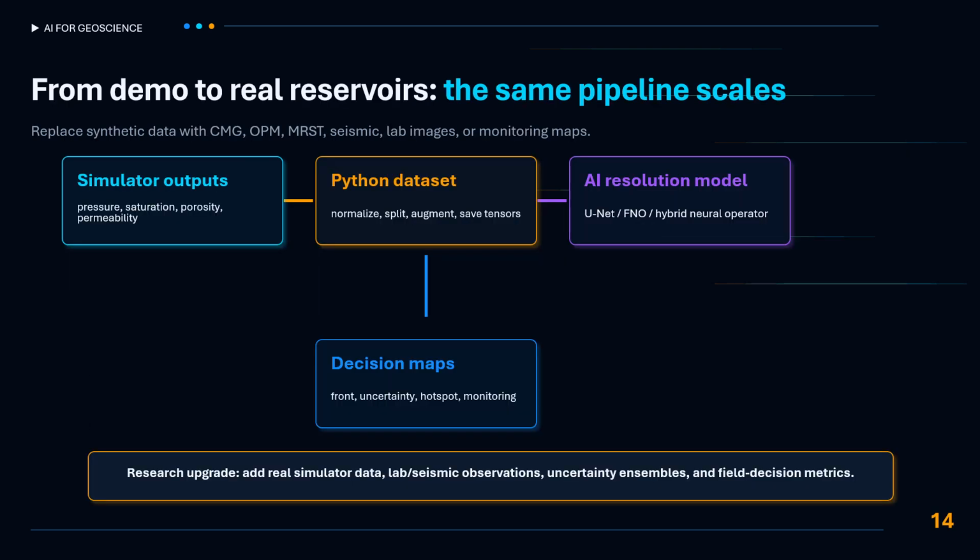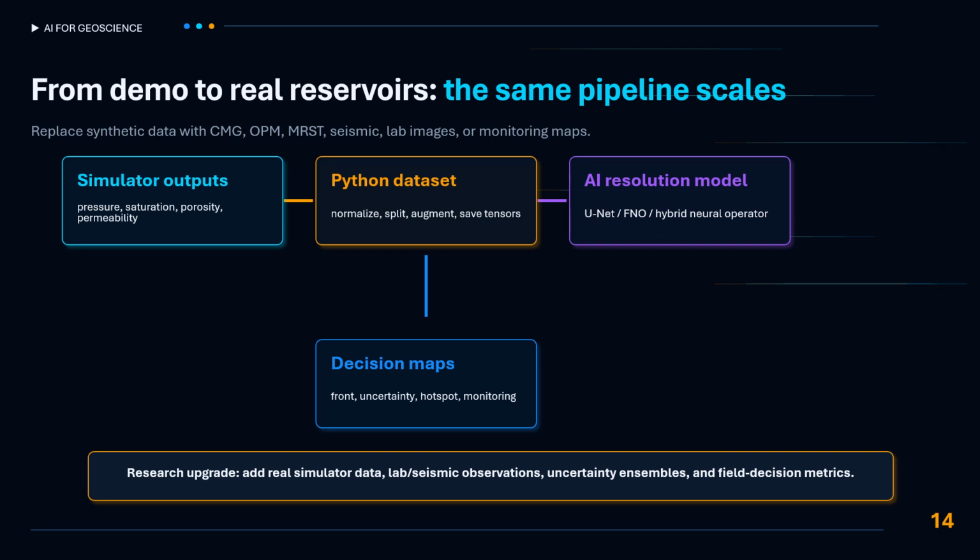This slide shows how we can move from a simple Python demo to real reservoir applications. Instead of synthetic data, we can use outputs from real simulators such as CMG, OPM, MRST, or other reservoir simulators. These outputs may include pressure, saturation, porosity, permeability, temperature, or geomechanical variables. Then, Python can process these data into a machine learning dataset.